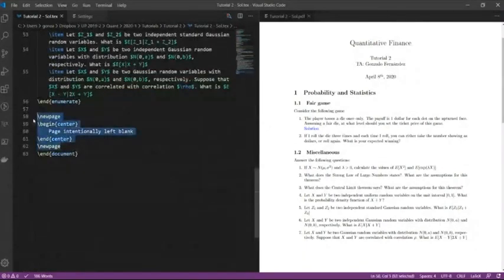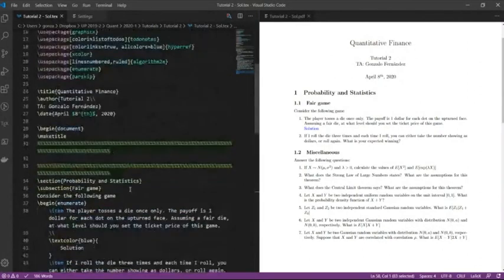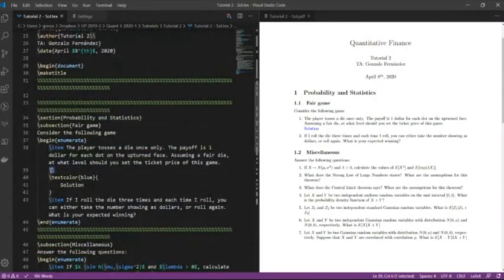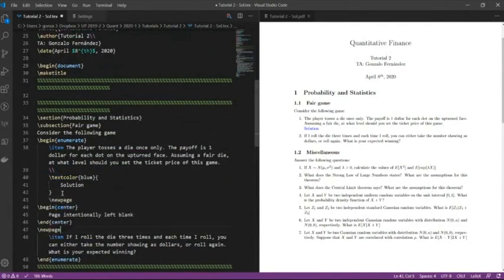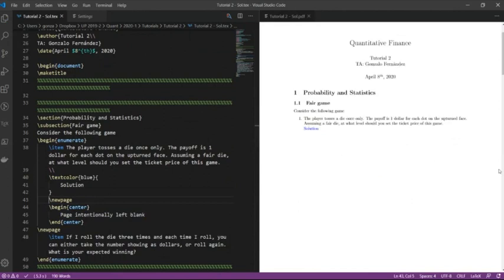Let me do this. And as you can see, if I save my document, it's going to update my view over here. Okay, so we have the following exercise. Can you guys read correctly what it says over here?